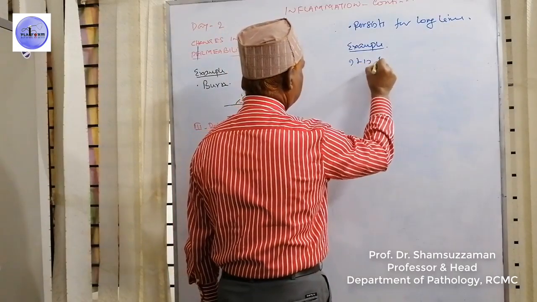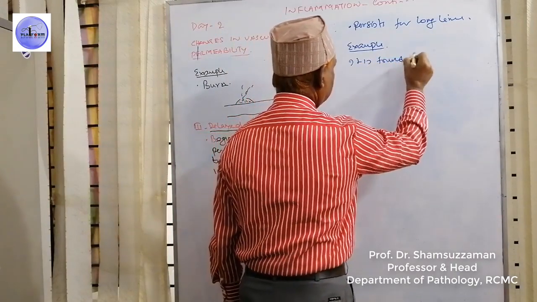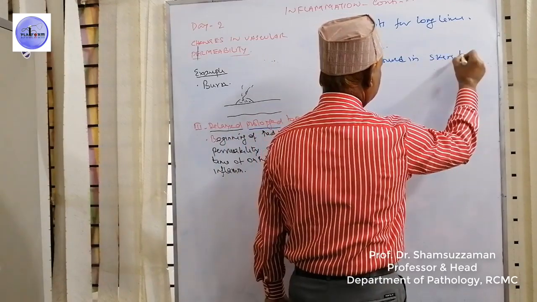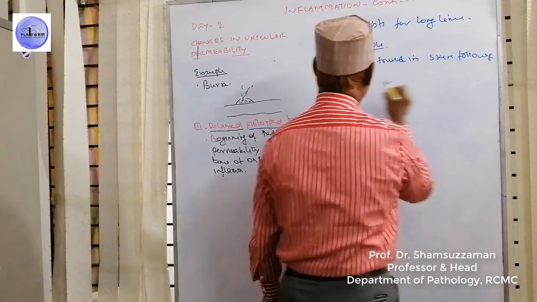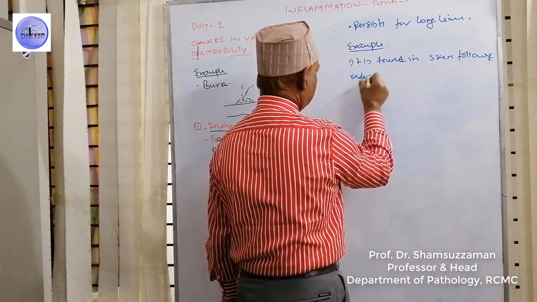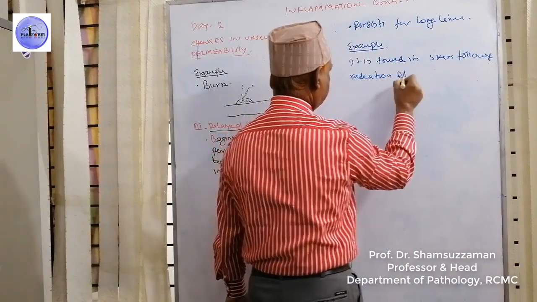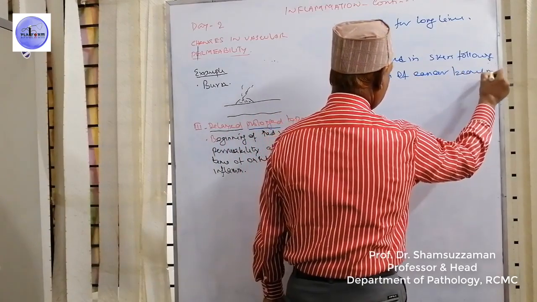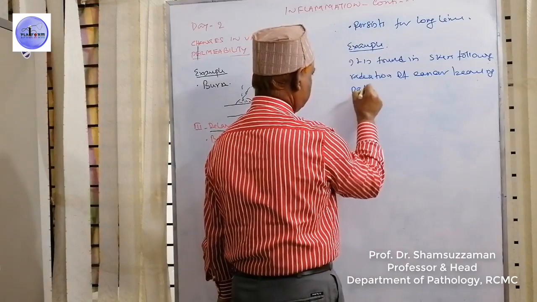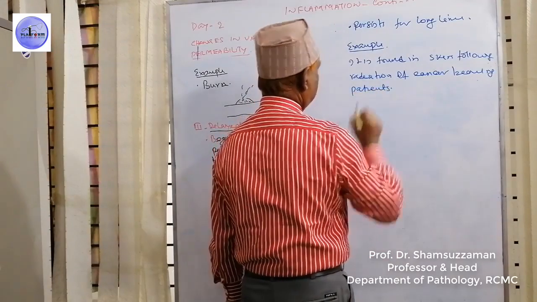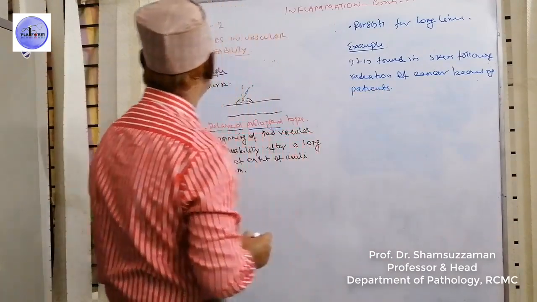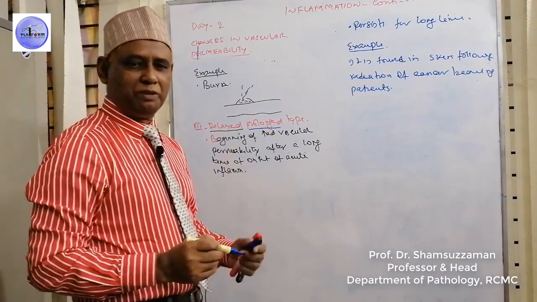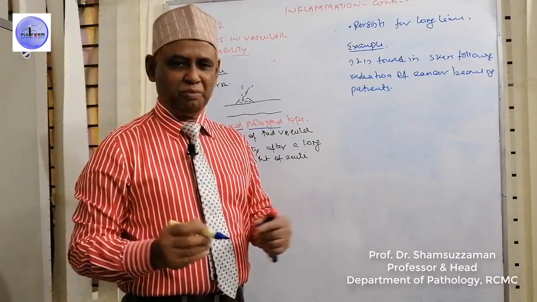It is found in skin following radiation of a cancer-bearing patient. So these are the changes in vascular permeability, that is, increased vascular permeability in acute inflammation.